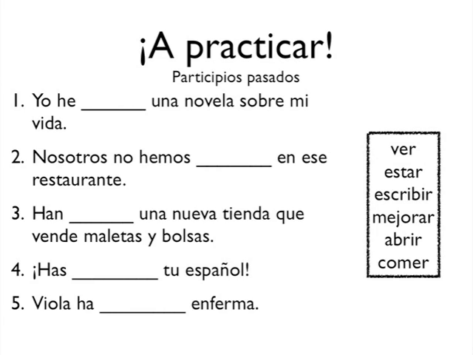Let's practice some more. In this activity, you've been given the conjugation of the verb haber, and you need to supply the correct verb in the past participle. Choose a verb from the list at the right, and then conjugate it into the past participle. Pause the video, and when you're ready to check your answers, press play.